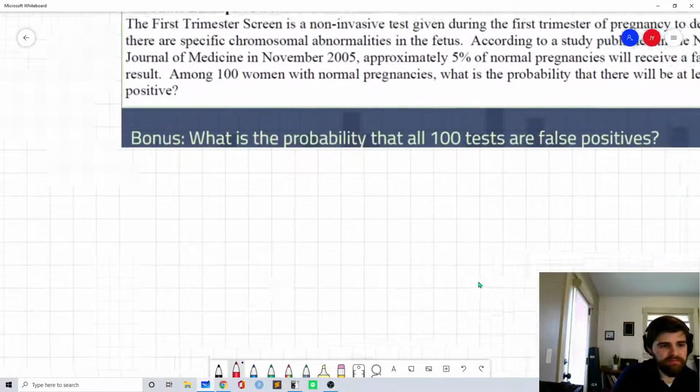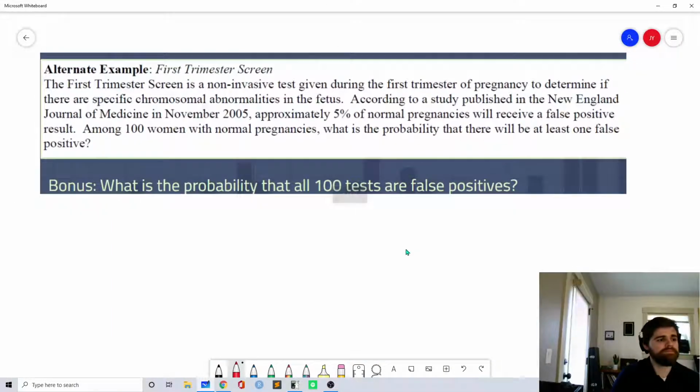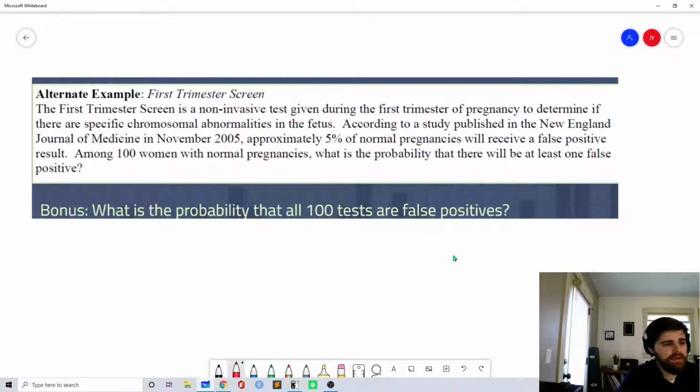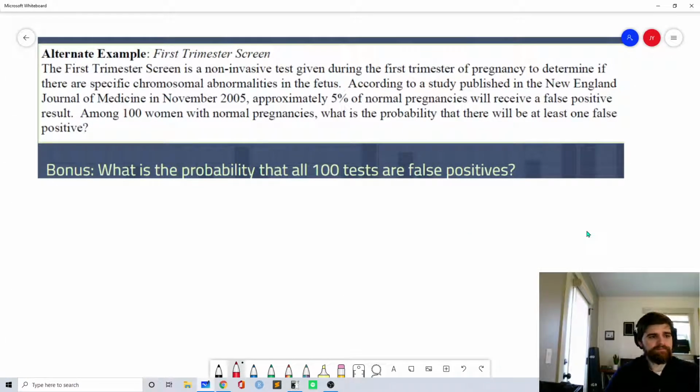Sweet, let's look at another example. So this one says we've got first trimester screening, which happens during the first trimester of a pregnancy and helps determine if there are any specific chromosomal abnormalities in the fetus. So according to a study published by the New England Journal of Medicine in 2005, about 5% of normal pregnancies are going to receive a false positive.